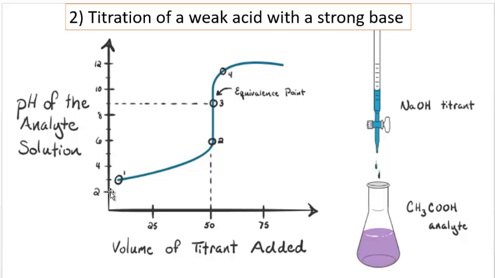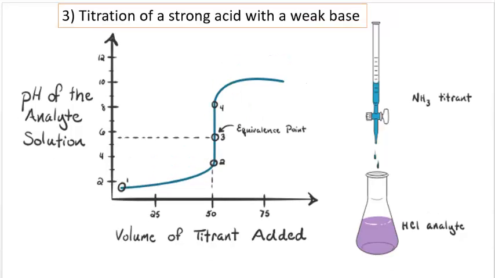The starting point rises up because it is a weak acid. The equivalence point is more than 7 because it is a strong base with a weak acid.